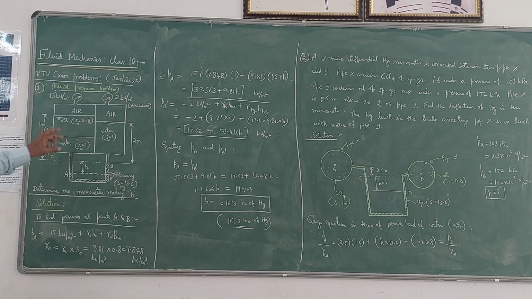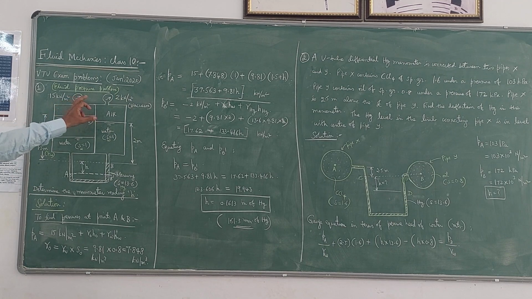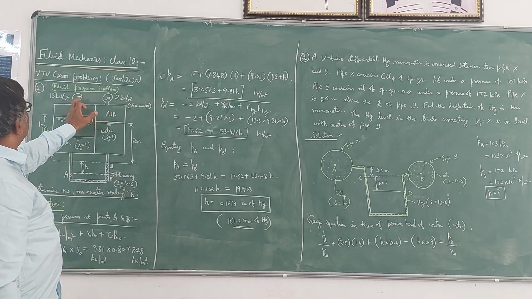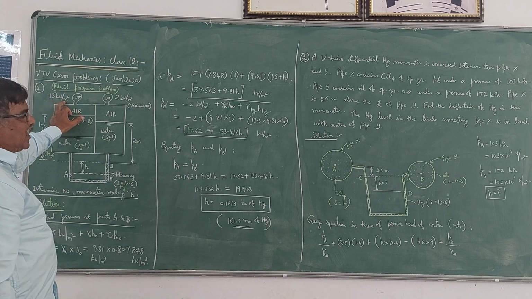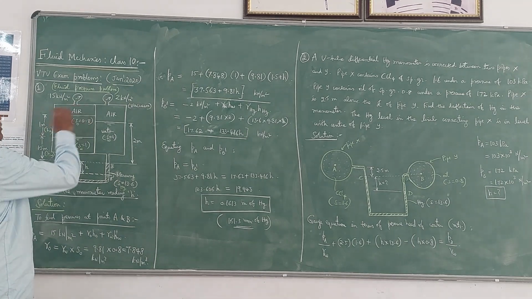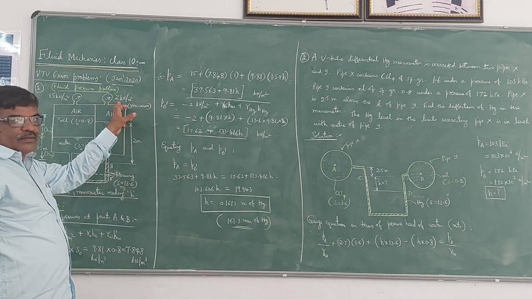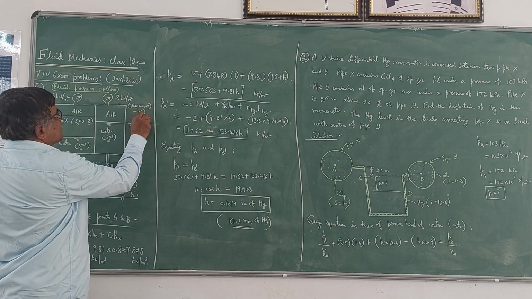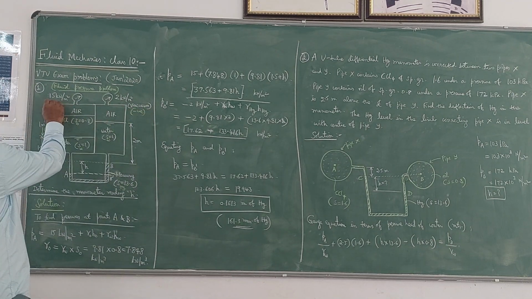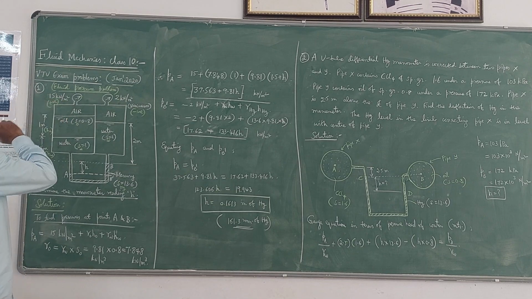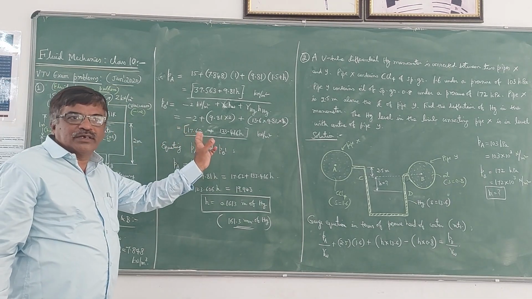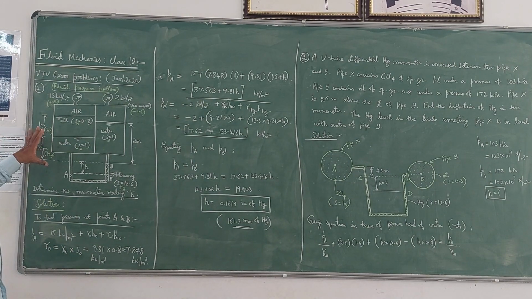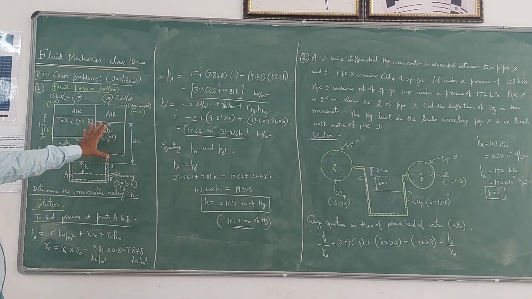Now here he has attached two dial gauges. In the first container, the dial gauge reading is 15 kN per meter square, which is positive gauge pressure. In the second container, the dial gauge reading is 2 kN per meter square, which is vacuum pressure, taken as negative. So this is positive, in terms of gauge pressure, and negative pressure is called the vacuum pressure. Now he has given the difference in elevation between the different liquids.